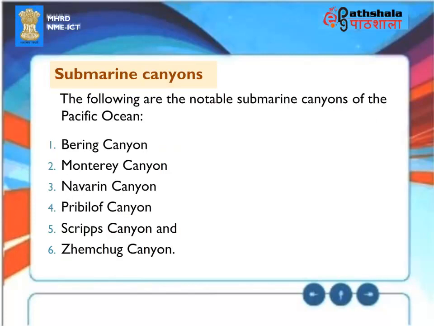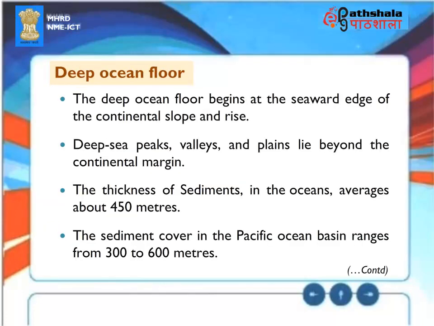The following are the notable submarine canyons of the Pacific Ocean: Bering Canyon, Monterey Canyon, Navarin Canyon, Pribilof Canyon, Scripps Canyon, and Zemchug Canyon. Deep ocean floor. The deep ocean floor begins at the seaward edge of the continental slope and rise. Deep-sea peaks, valleys, and plains lie beyond the continental margin.